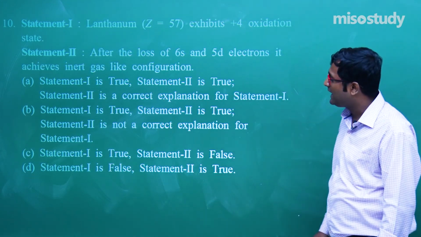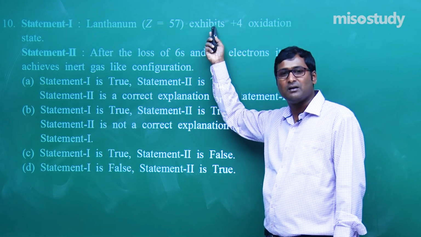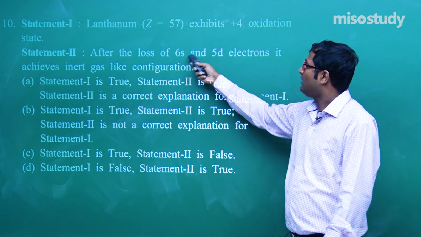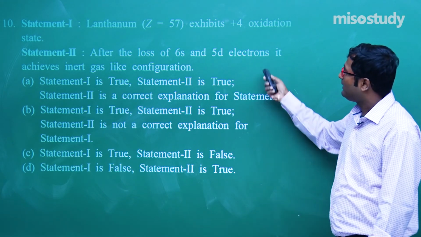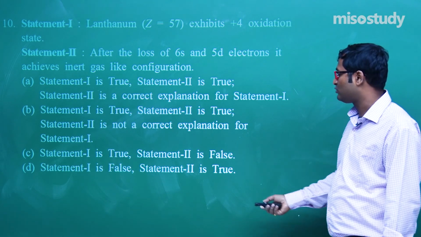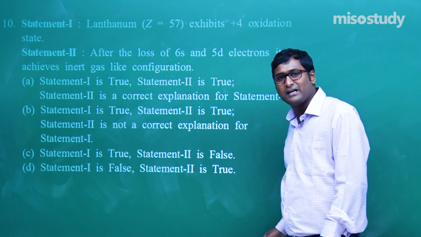For question number 10, as I told you, the general common oxidation state is plus 3 because the electronic configuration is xenon 5d1 6s2. Statement 2 is correct, statement 1 is false, so D is the correct option. I think now you can easily solve such kinds of questions.